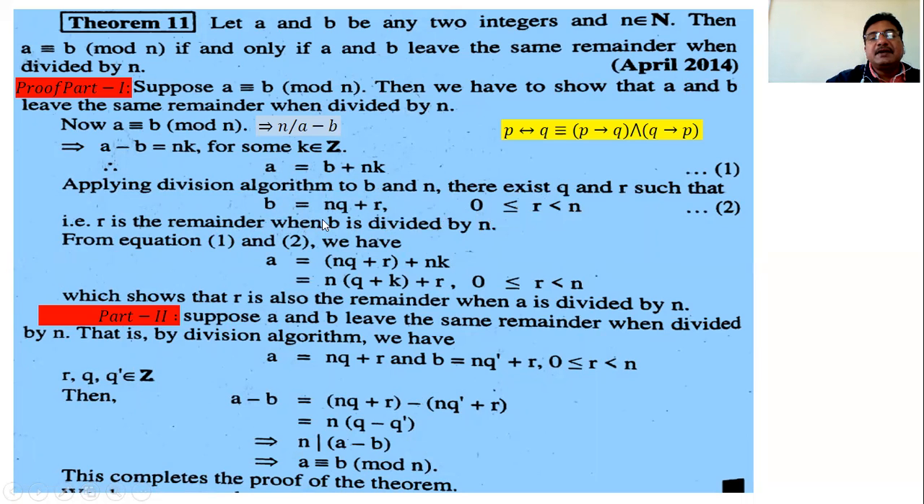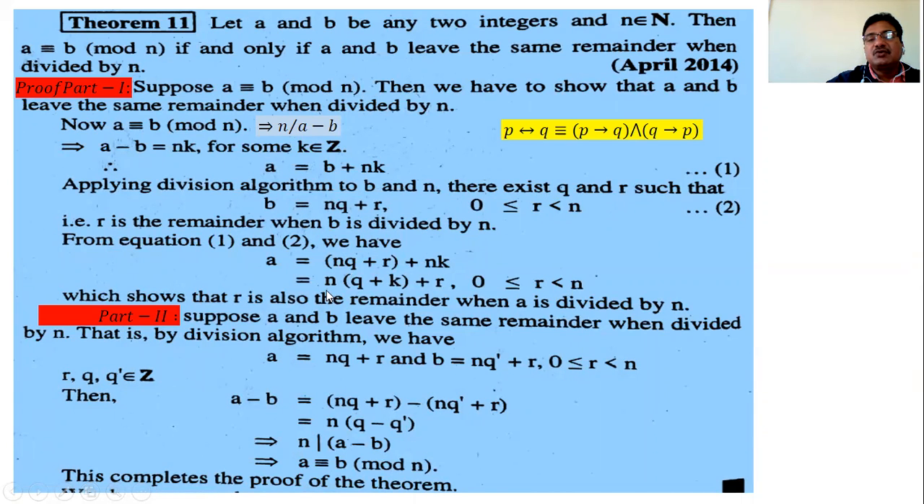That is, R is the remainder when B is divided by n. This is the meaning of this: B is equal to nq plus R means R is the remainder when B is divided by n. Now substitute this value of B in equation number 1. So what we have? A is equal to the value of B, nq plus R, plus nk.